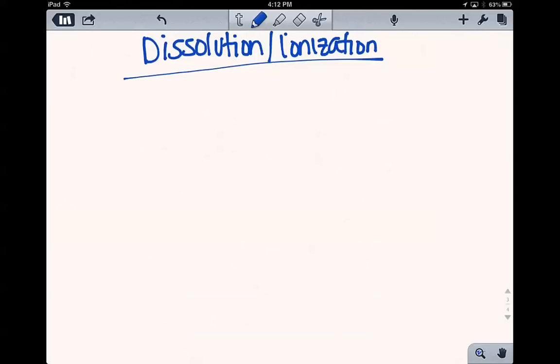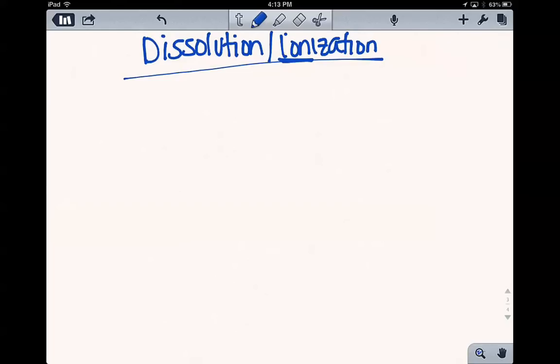So we've talked about dissolving a substance into, in most cases, a liquid. Well, now we're going to talk about what happens specifically when you put an ionic compound into water and it separates into its ions if it's soluble.